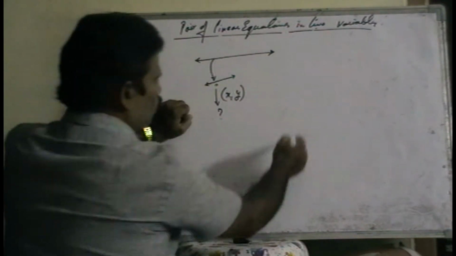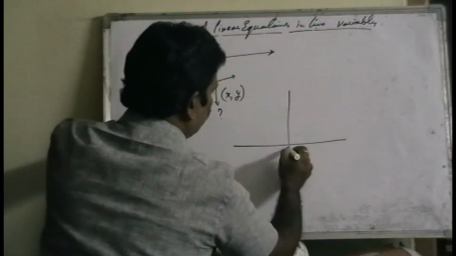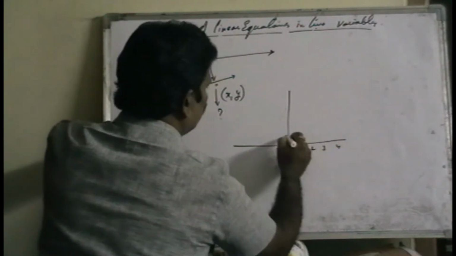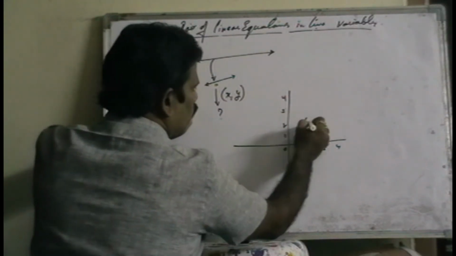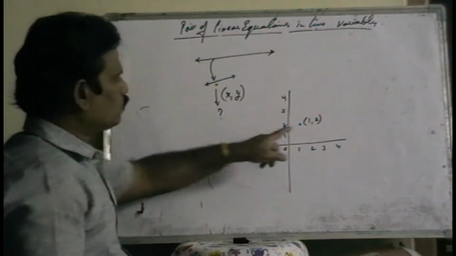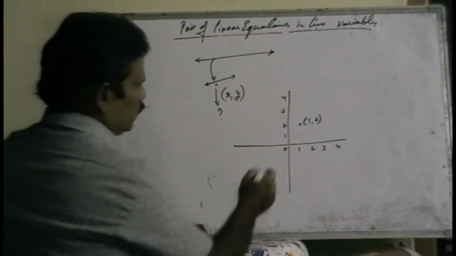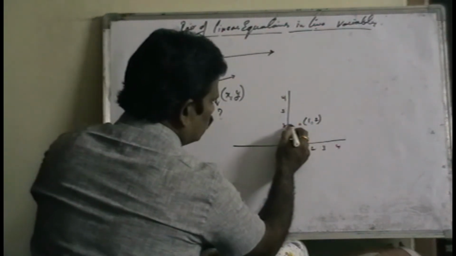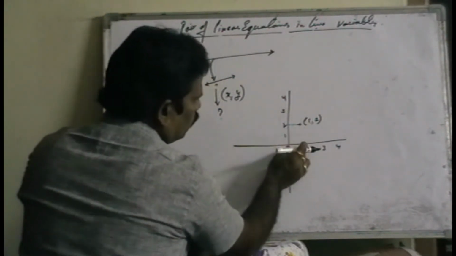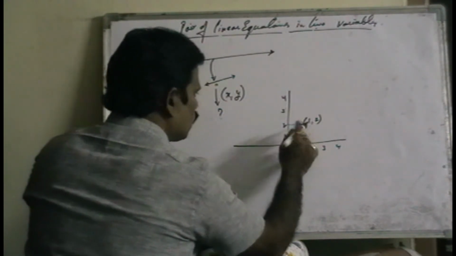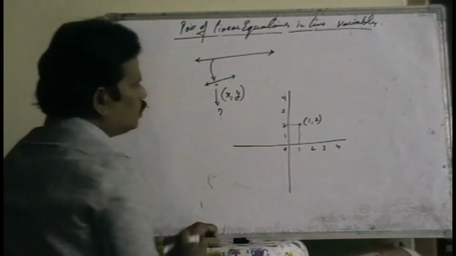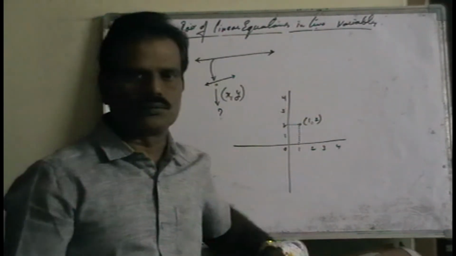Why? Because in coordinate geometry, just plot one point on the axes, 0, 1, 2, 3, 4, and 1, 2, 3, 4. What is this point? It is nothing but 1 comma 2. It is a point at a horizontal distance of 1 unit, and the vertical distance, the height, is 2 units. So that point is called 1 comma 2.